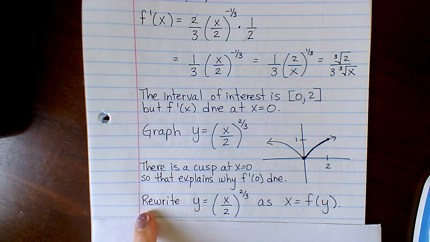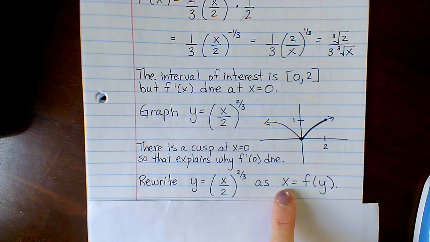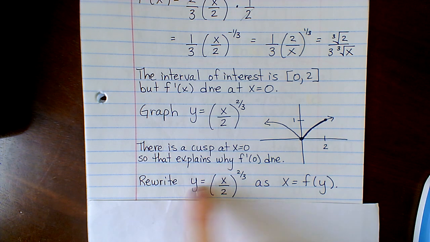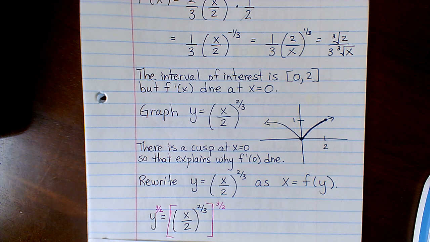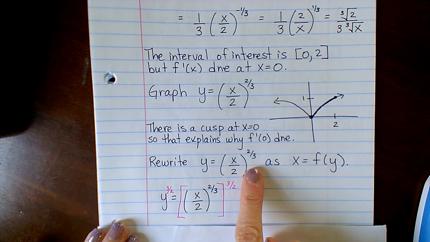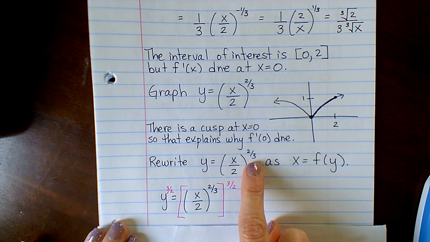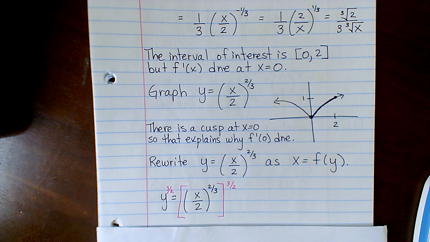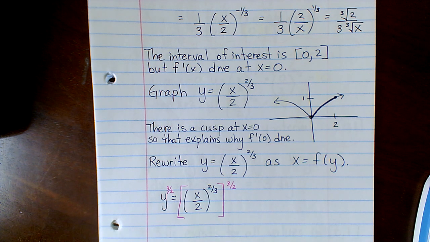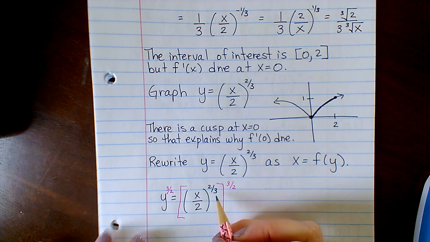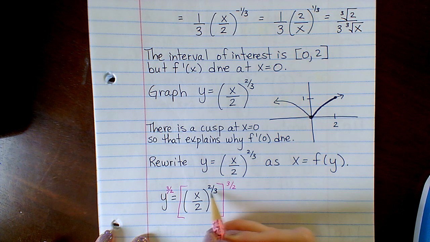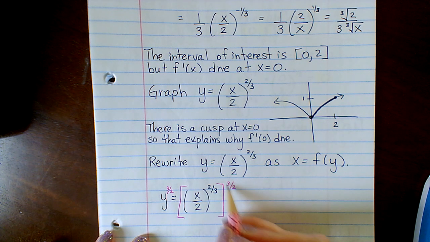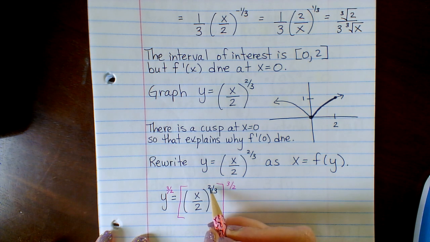All right, so let's rewrite that original function as x is a function of y. It's right now y as a function of x, so basically, let's take this and solve it for x. Well, we need to undo this 2/3 power. The inverse of a 2/3 power is a 3/2 power, so I'm going to raise both sides of that equation to the 3/2 power. Because remember, if you have a power raised to a power, you multiply the exponents. So 2/3 times 3/2 just becomes 1.